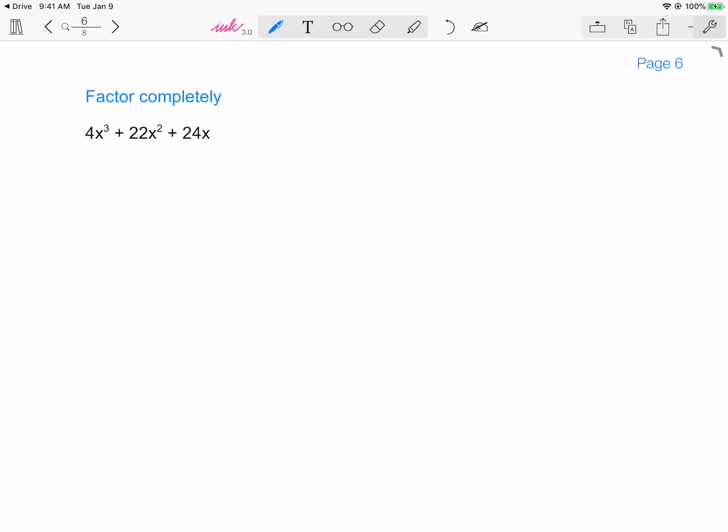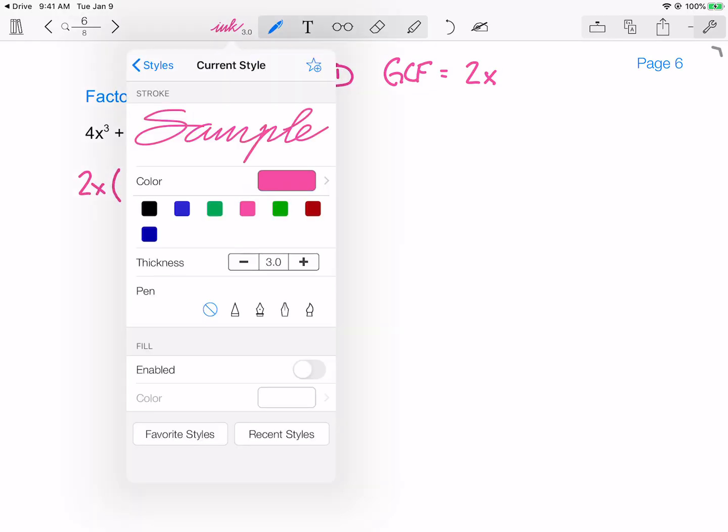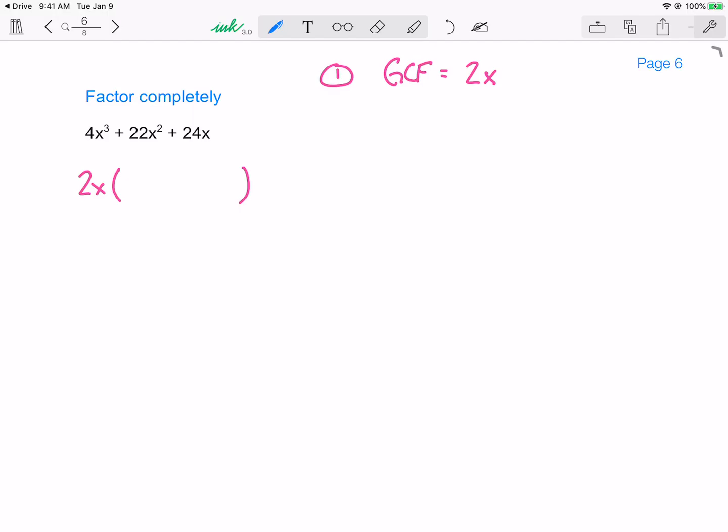Alright, let's take a look at another. Alright, in this one, I got to start, as always, with my GCF, which I should always do. What goes into 4, 22, and 24? Well, those are all even numbers, and 2 goes in. And then I notice that all of them have at least one x, so I can factor out a 2x. So I'm going to factor out a 2x and see what I'm left with, and that will be my new trinomial to factor. So I've got 2x squared plus 11x plus 12.